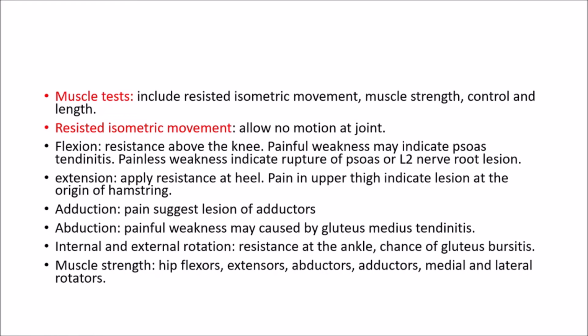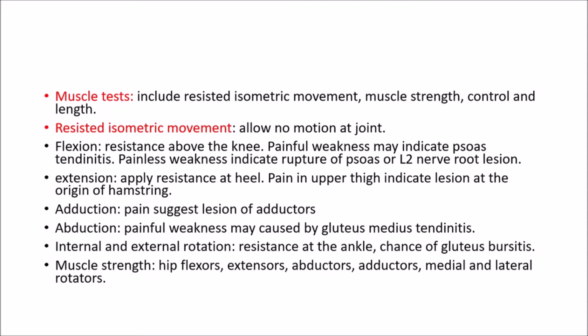In flexion, the patient will be supine and you will apply resistance above the knee. If there is painful weakness, it may indicate psoas tendinitis, and if there is painless weakness, it may indicate a rupture of the psoas muscle, or there may be an L2 nerve root lesion. Next is to perform the extension, which will again be in the supine position.